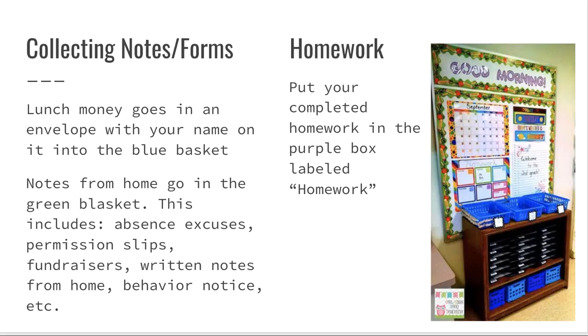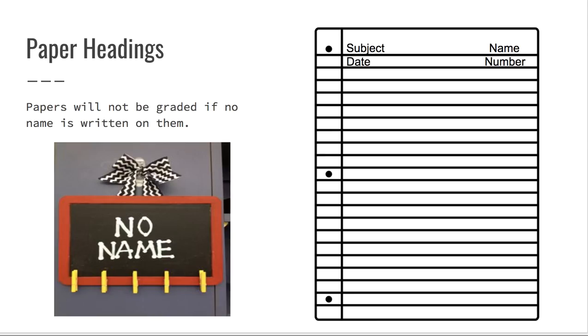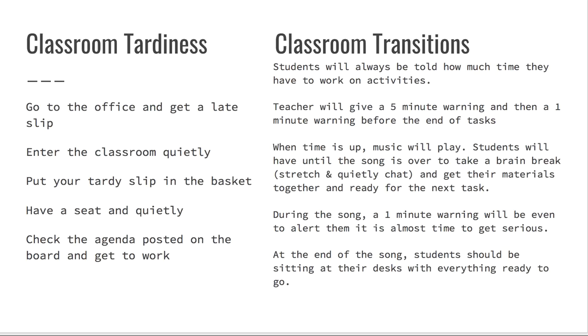I'll have baskets that are color coded somewhere in the classroom, and the lunch money will go into the blue basket. The notes from home will go in the green, and homework will go into the purple, and that's how I'll collect all their information from home. Here's their paper headings. Procedures for tardiness and transitions.